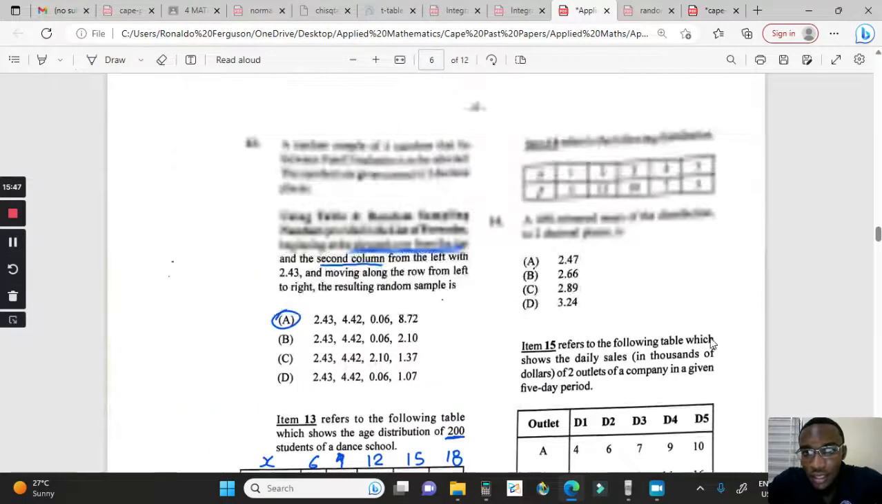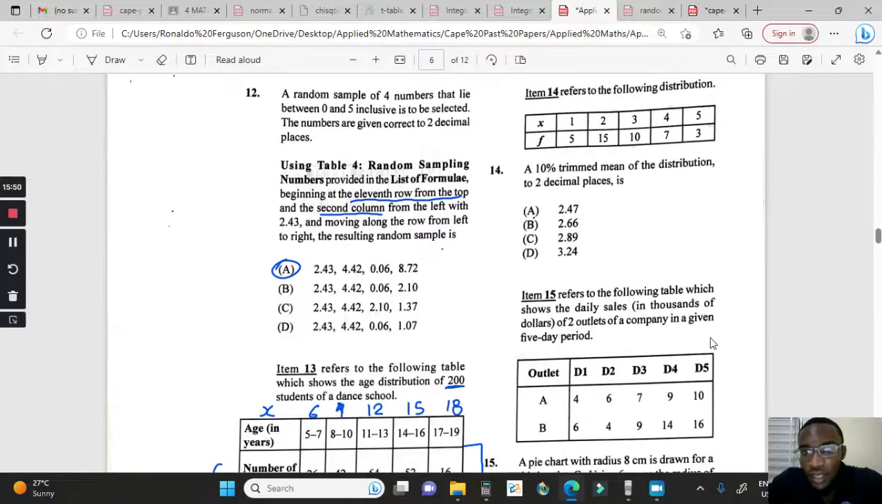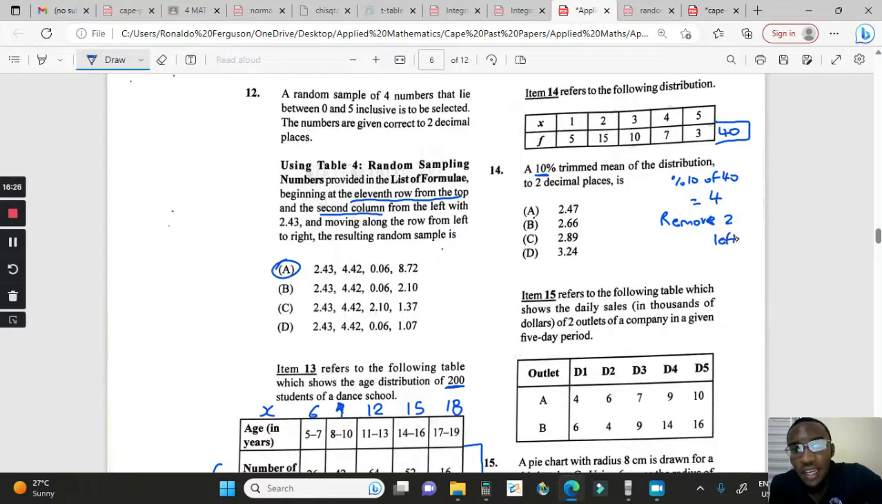All right, moving right along. Number 14, a 10% trimmed mean. To find a 10% trimmed mean, first thing, find the total frequency. If we add them up, that's 20, 30, 37, and 3 is 40. And we need 10% of that. 10% of 40, I believe that's 4, right? 0.1 times 40 is 4. So that means we're now looking at 36 of the data. So remember, you're going to remove 2 from the left and 2 from the right.